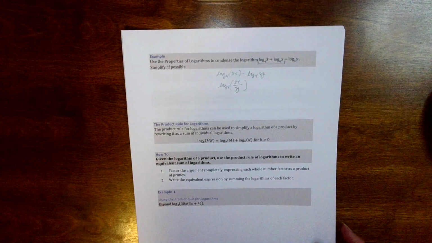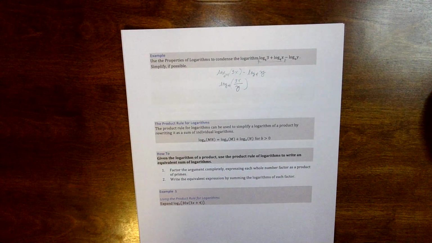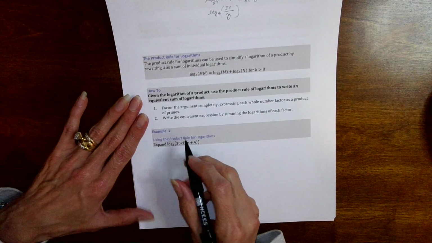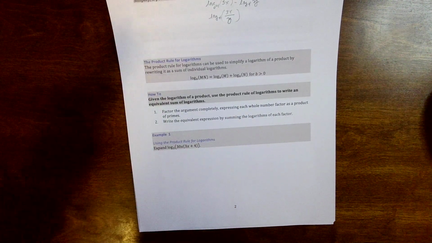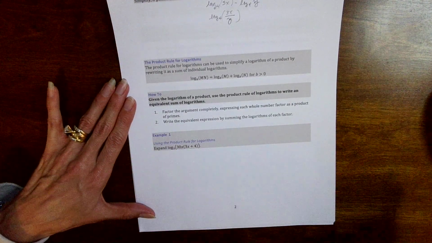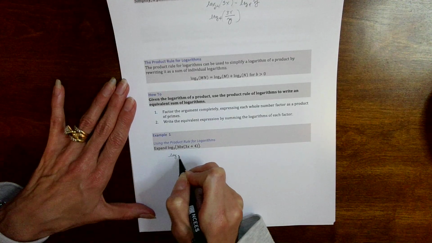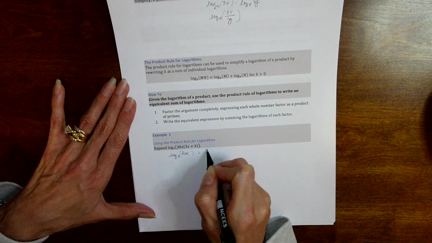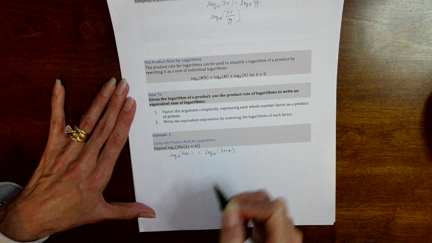Alright, so this is the product rule. We've already talked about it. If it's multiplied, we add them. So let's expand this one. So mathematicians are inherently lazy. I would resist the urge to go ahead and multiply this in and then try to work it out. This is multiplied times this, so I can write it as log base 3 of 30x plus log base 3 of 3x plus 4.